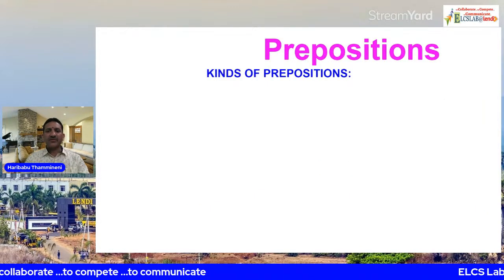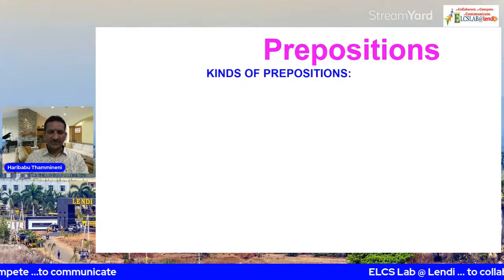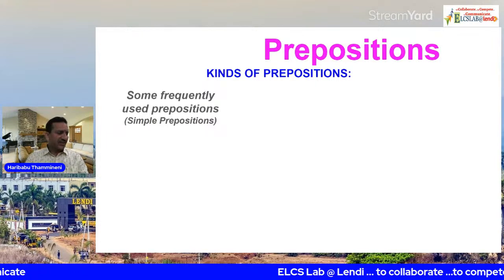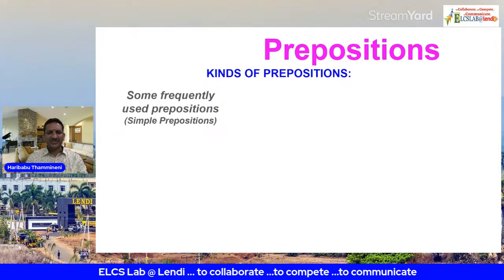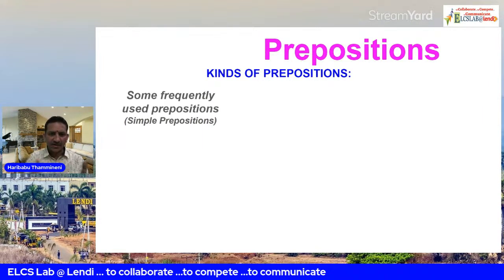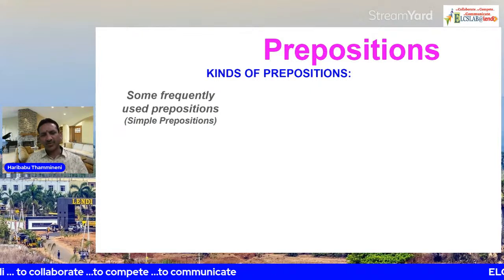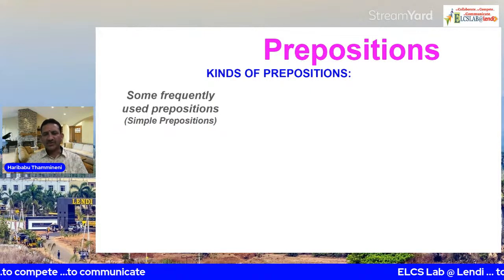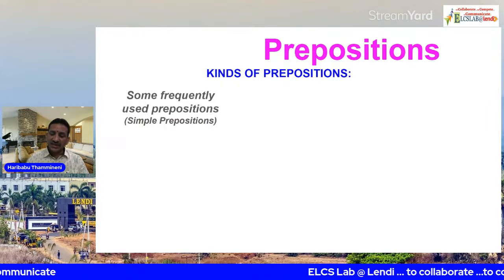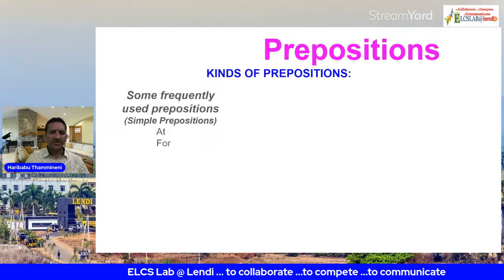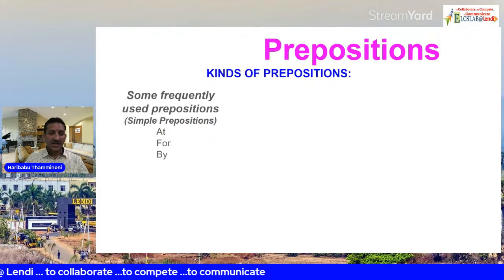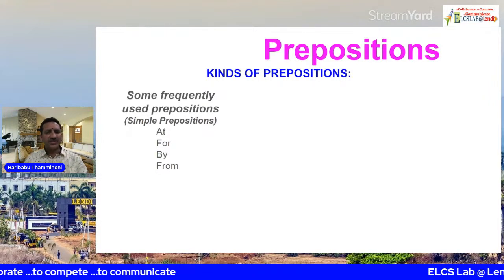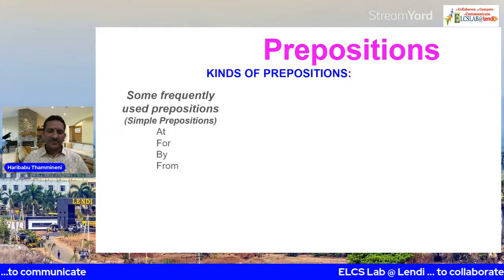So, if you now look into kinds of prepositions, basically, some frequently used prepositions are named simple prepositions. They talk about time, they talk about direction, they also talk about agency. Like that, if you can see some of the prepositions, for also talks about time, similarly, by. Generally, a preposition is a part of speech.